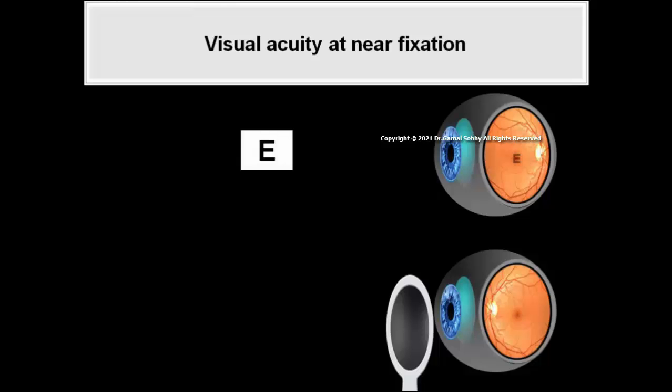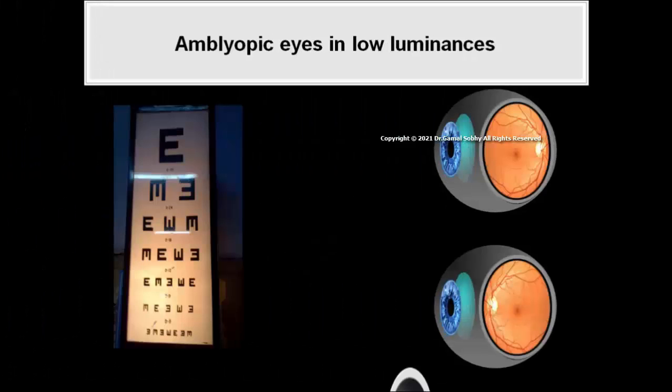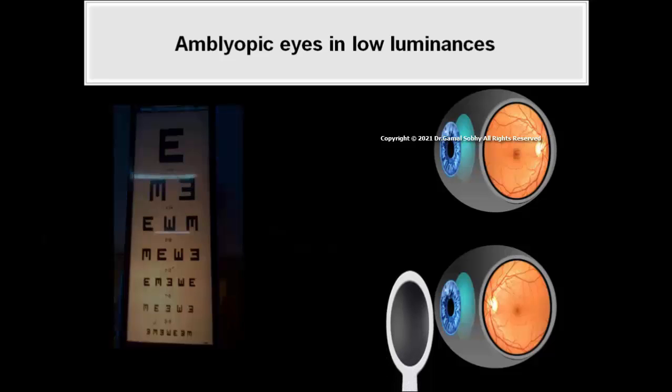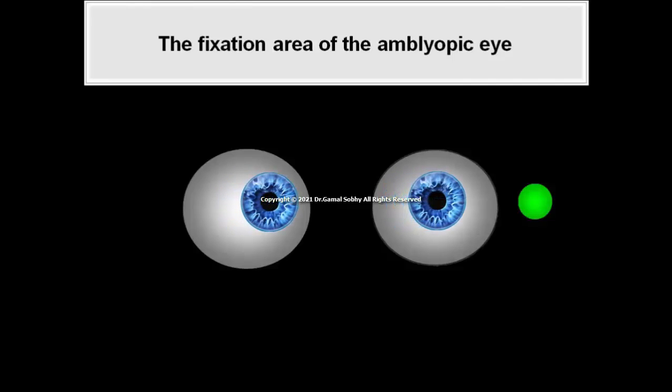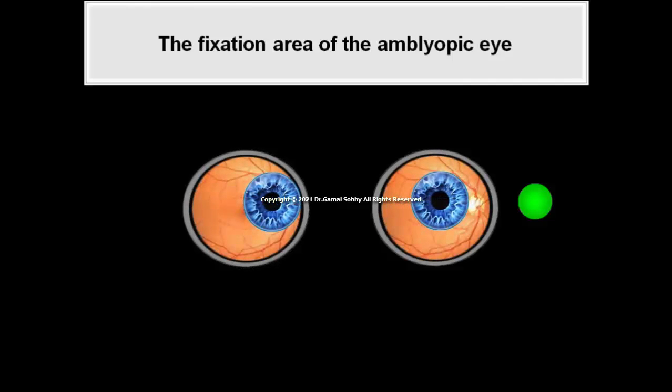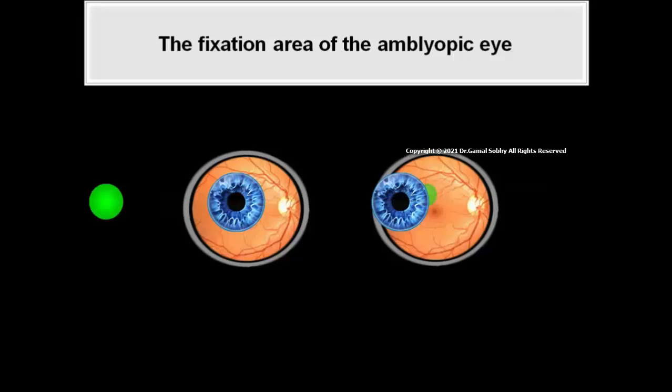The behavior of accommodation in amblyopic eyes: there is reduced accommodative response in amblyopic eyes. There is improved functioning of the amblyopic eye in low luminances. This led to investigation of whether the fixation pattern underwent any changes in scotopic conditions. The fixation area of an amblyopic eye may change with changes in the direction of gaze, usually in the sense that in esotropes fixation becomes more eccentric in abduction and less eccentric in adduction.